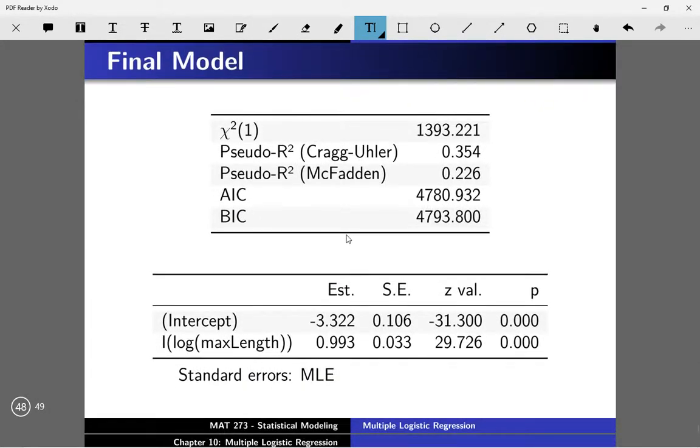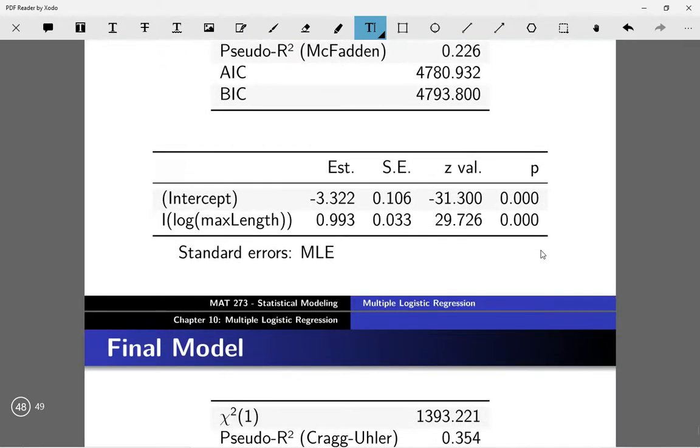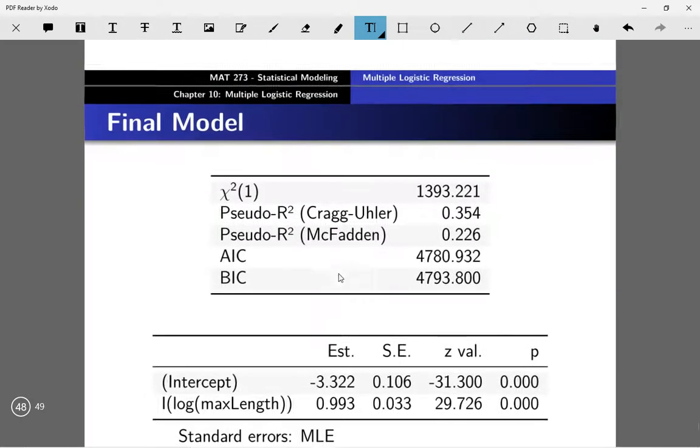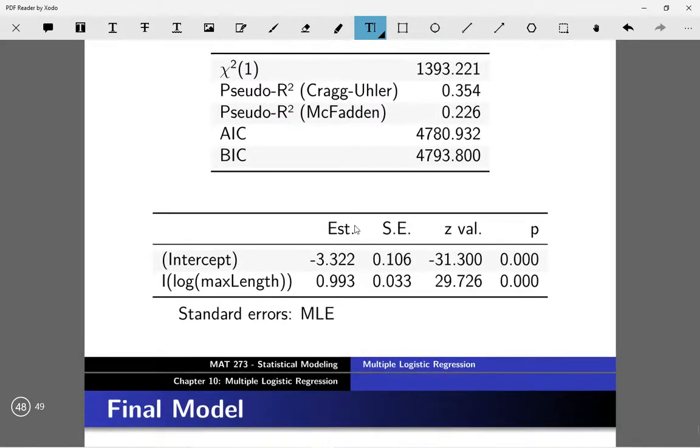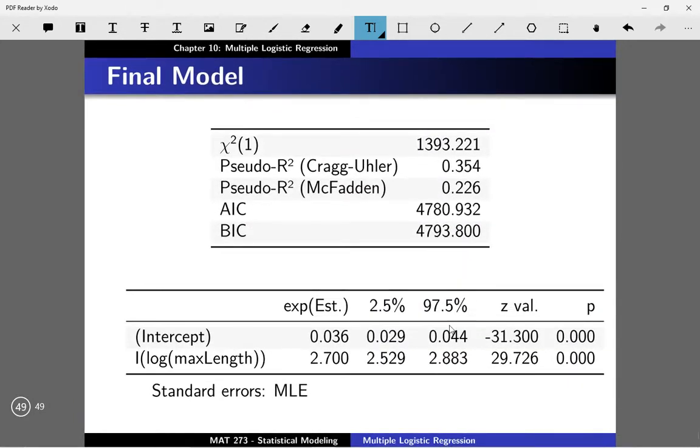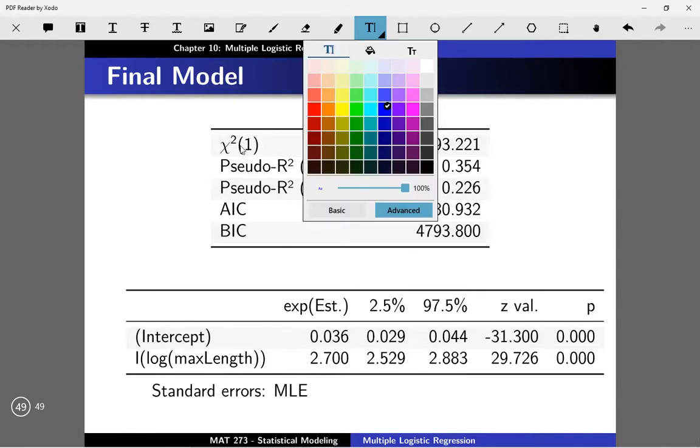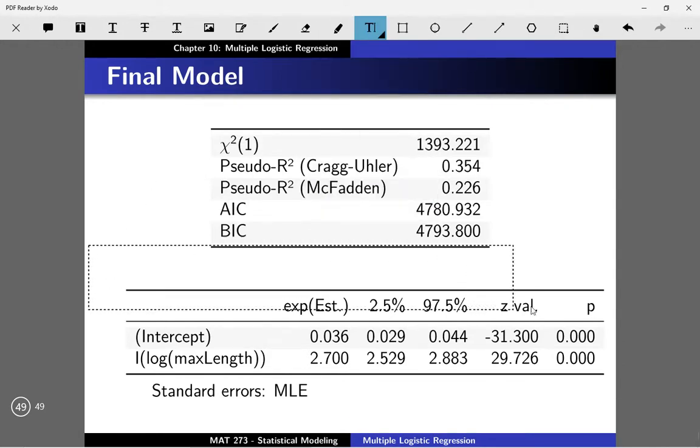So yeah, our final model that these approaches selected was this log max length model, which we saw before. And here's the model output without exponentiating the coefficients. If we want to interpret them, it's usually easiest to exponentiate them. Okay, and then here I'll just give an interpretation of the beta hat for our model.